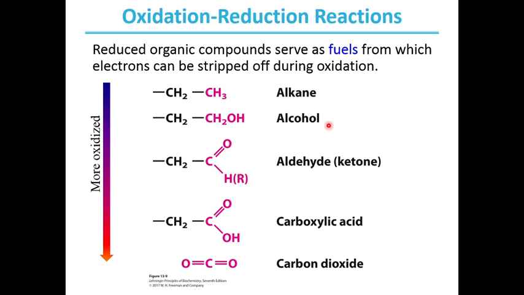Here are some examples of oxidation-reduction reactions. Reduced organic compounds serve as fuels from which electrons can be stripped off during oxidation. And that is exactly why fatty acids are a really good fuel, because they are highly reduced, right? And they are alkanes. So alkanes are the most reduced, whereas carbon dioxide is the most oxidized. And all these functional group containing molecules are in between. Carboxylic acid is more oxidized than aldehyde, which is more oxidized than alcohol, which is more oxidized than alkane.